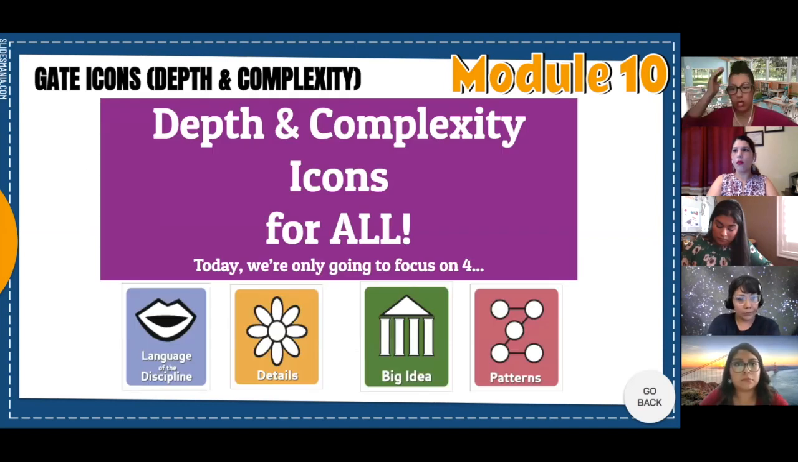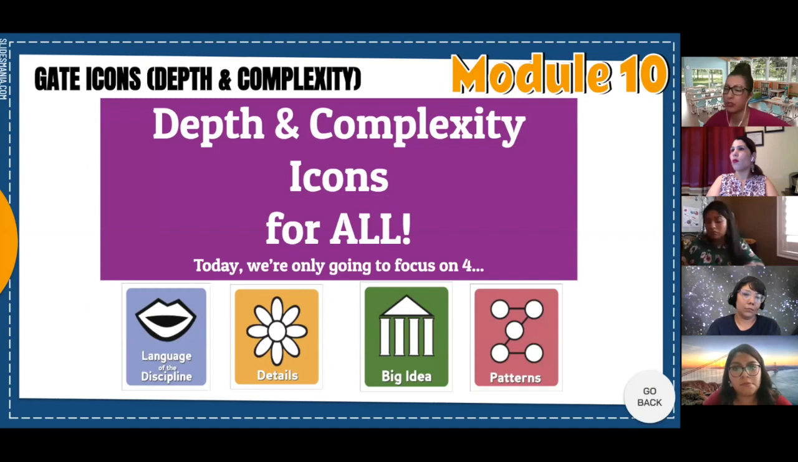Okay, so there's a ton of these, right? There's quite a bit. I think there's 11 or so. But for today, I just wanted to go a little deeper with 4 of them. And actually 5, because you'll see the 5th one at the end. Super, super simple to incorporate. But we're going to talk about language of the discipline, details, big idea, and patterns.